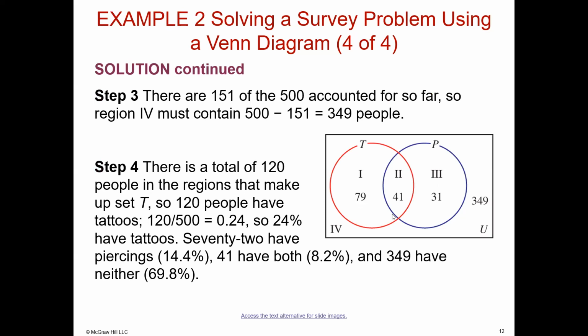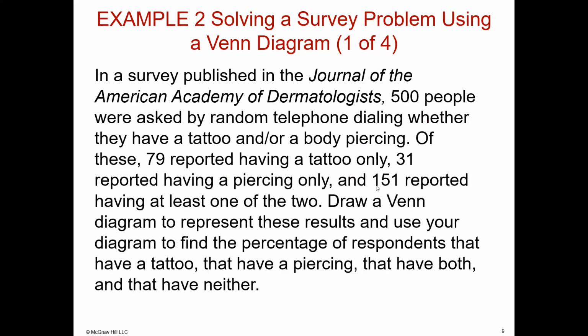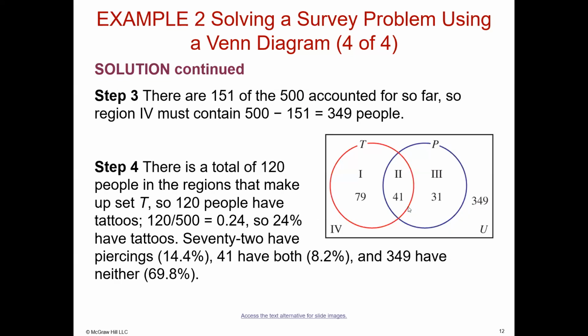So this problem's a little bit more difficult than the previous problem because we're doing subtractions here. Now, do you agree that 79 plus 41 plus 31 has got to add up to what? 151. Do you agree? That is in accordance with the fact that they're saying at least 151 have at least one of these entities on their body. Does that make sense why the intersection is 41? Okay. Hey, we're done.